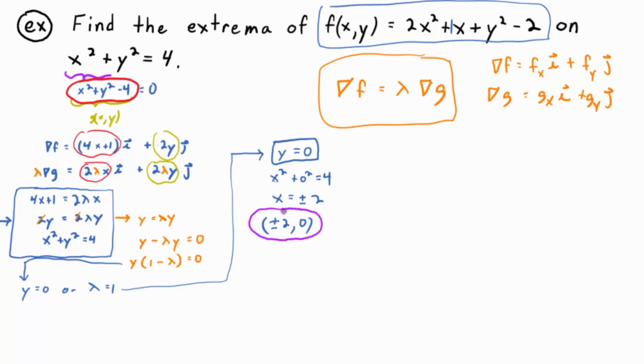What's the other situation? We could have the case where lambda equals 1. So if lambda equals 1, go back to your system of equations. Which equation haven't we taken advantage of yet? That top one in the box, right? So let's go ahead and fill in lambda equals 1. That gives us 4x plus 1 equals 2x, right?